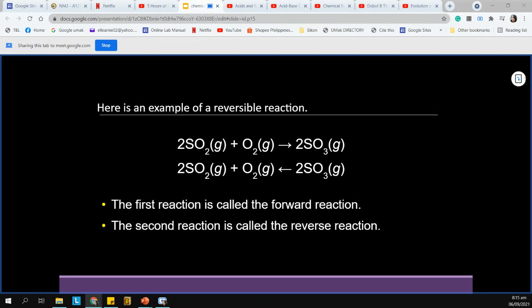Here, an example that we have is sulfur dioxide plus oxygen will give you sulfur trioxide, and then sulfur trioxide would also break down into sulfur dioxide and oxygen. So the one above is what we call the forward reaction, and the one at the bottom is the reverse reaction, or the backward reaction.